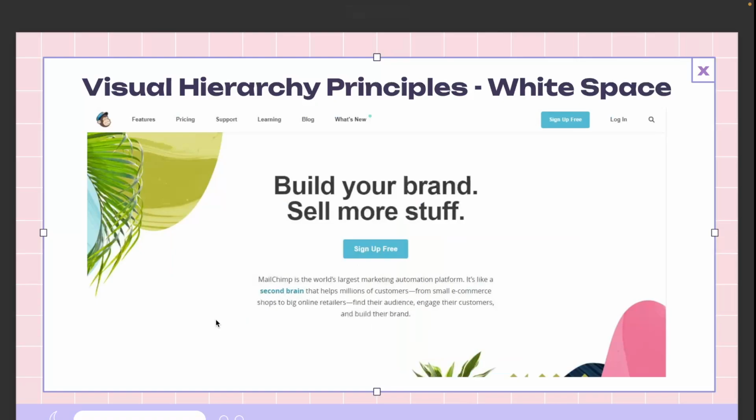Now look at this design. This is a very beautiful design that I saw. The very first thing that you will be seeing is actually build your brand, sell more stuff, right? The very first thing. The very second, you might notice sign up free. You might also sign up free here. You'll also notice it over here. And then this part, and then the designs and everything.